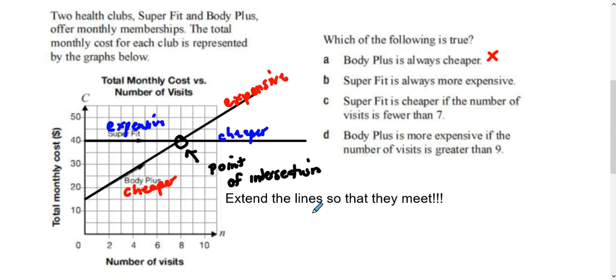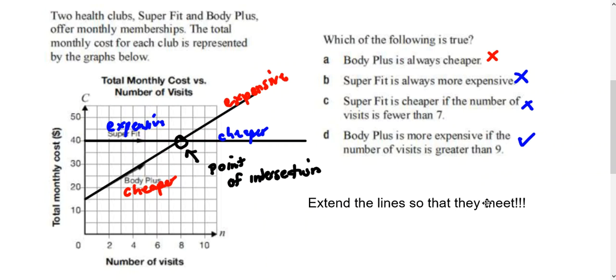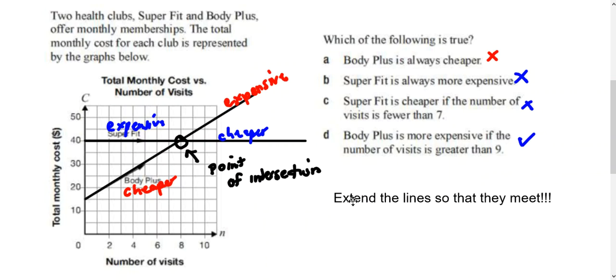So if I didn't extend the lines, I would probably say that. Superfit is cheaper if the number of events is fewer than 7. If I look at that, Superfit is cheaper. No, that doesn't make any sense. Body Plus is more expensive when the number of visits is greater than 9. That's right. So by extending those lines so that they meet and cross, it helps us to answer some of these questions.